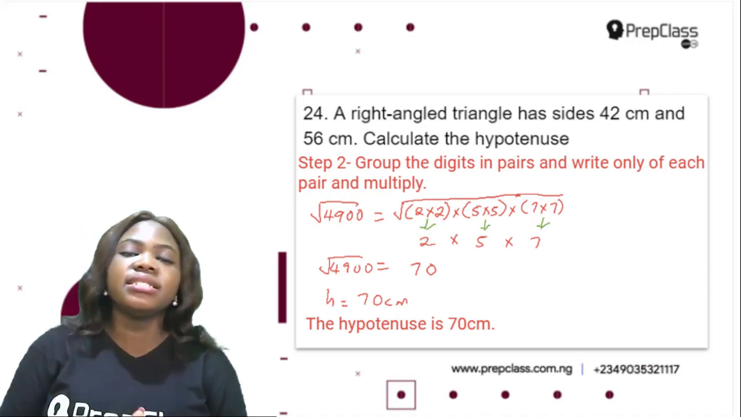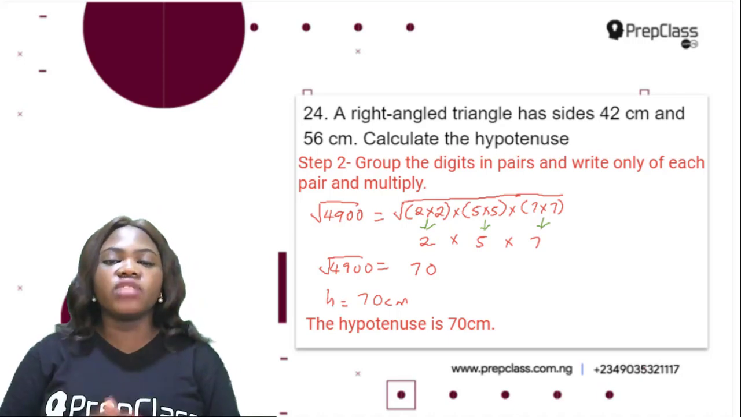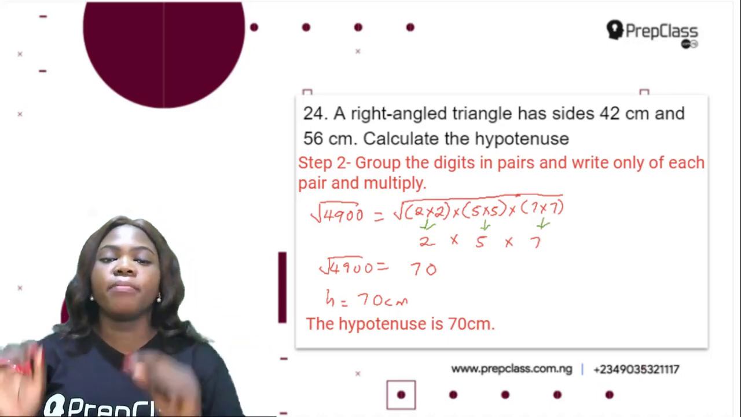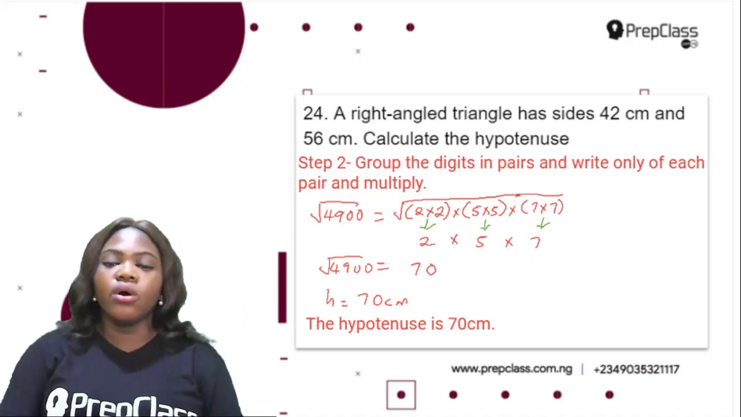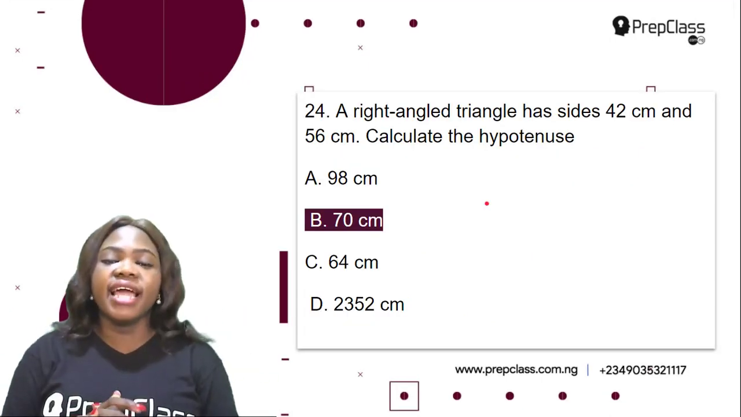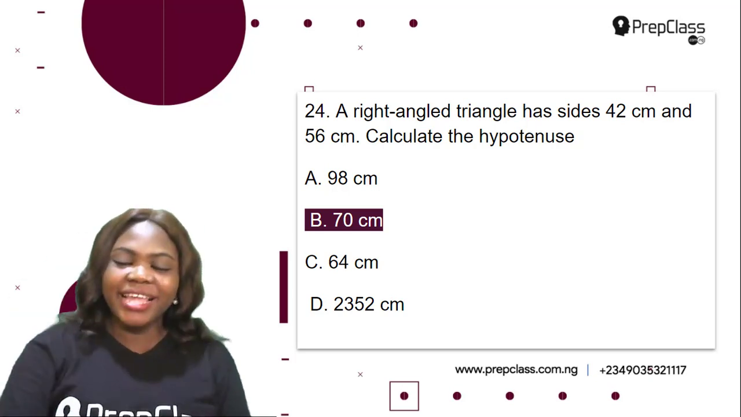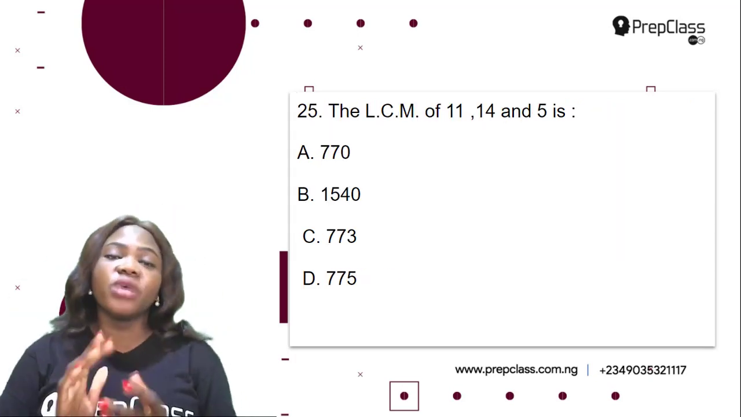So you can see this is easy. Just make use of the Pythagoras theorem, which is h squared equals a squared plus b squared. That's all. Okay. So the correct option here is option B, 70 centimeter. Check. Now to the last question in this video, question 25.